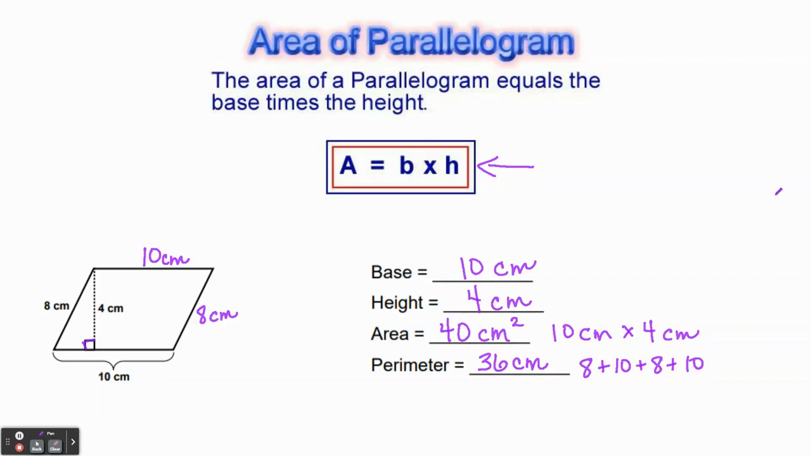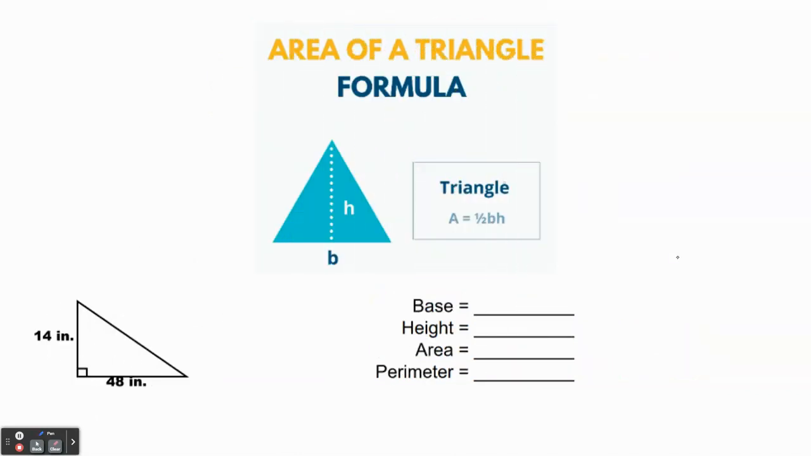Okay, next let's take a look at the triangle. So for the area of a triangle, we get the 1/2 times the base times the height. I think that's important to remember that 1/2 there. If you look at my triangle on the left here, my base would be the 48 inches and my height would be the 14 inches. So if I want the area, I'm going to do 1/2 times the base times the height. So I'm going to be multiplying that 1/2 times 48 to give me 24. And then I multiply times the 14 to give me 336 square inches.